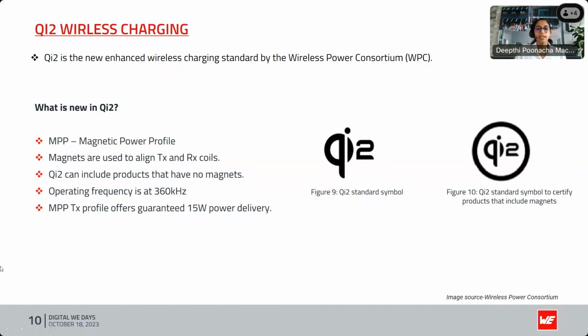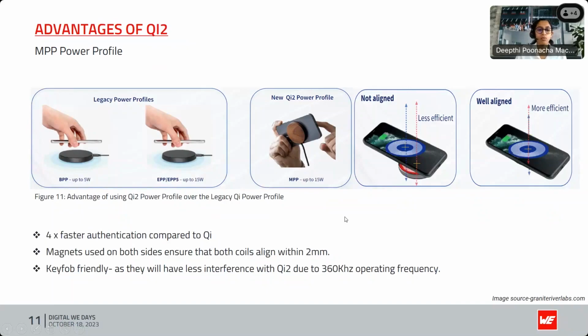So now, having had a glimpse of what exactly Qi2 is and what it looks like, let's go a little bit deeper to see the advantages of Qi2. So what's so big about this Qi2 power profile? From the images, you can already see the difference between the Qi2 power profile and the legacy power profile. The Qi power profile is called the legacy power profile.